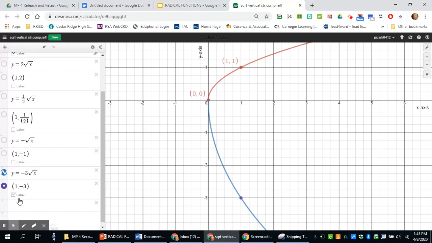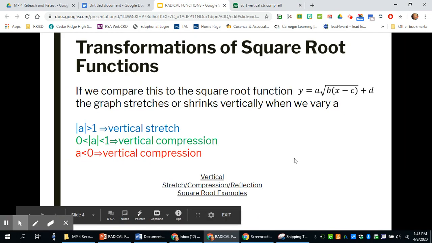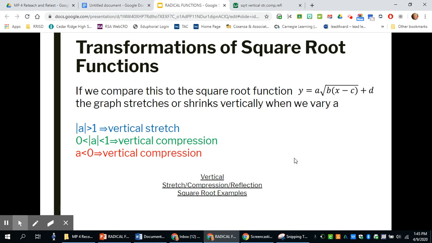Now, this particular Desmos chart is in your slide package. I will also be sharing a copy with you so that you can manipulate it and play with it as you see fit. All righty. Enough of that. Let's go back to our slide deck. So hopefully you get a clue on vertical stretches and compressions and how to analyze those.